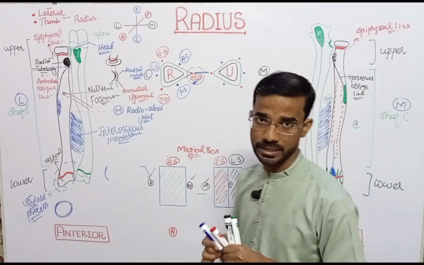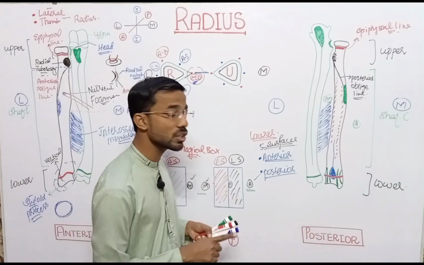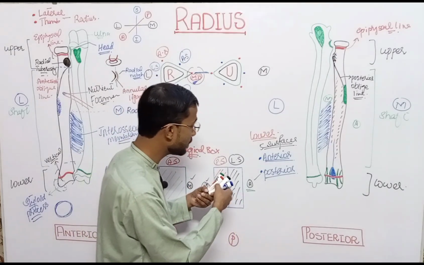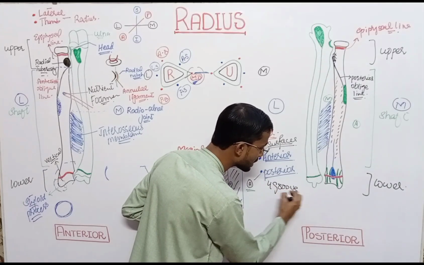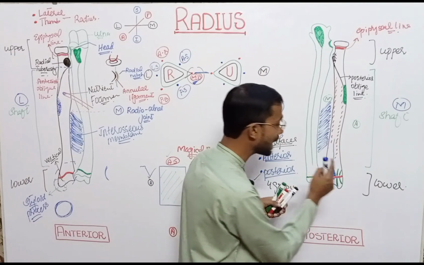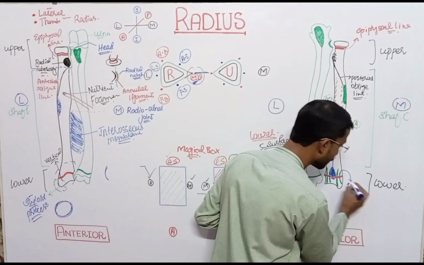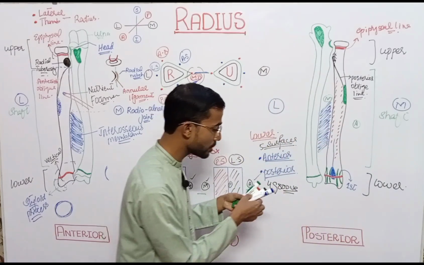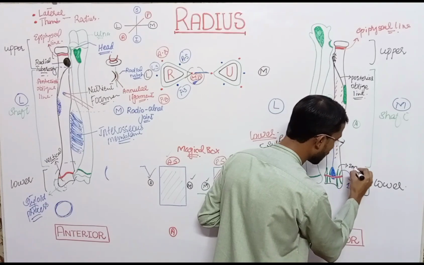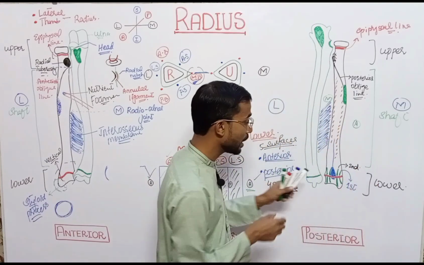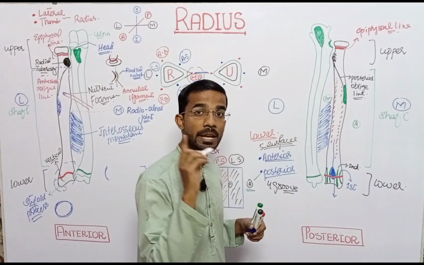Here is the posterior side, and you will see the posterior surface. In that region you will see 4 grooves. These are basically depressions. This is the first groove, and next is the second groove. And you will see that at the center there is an important thing.